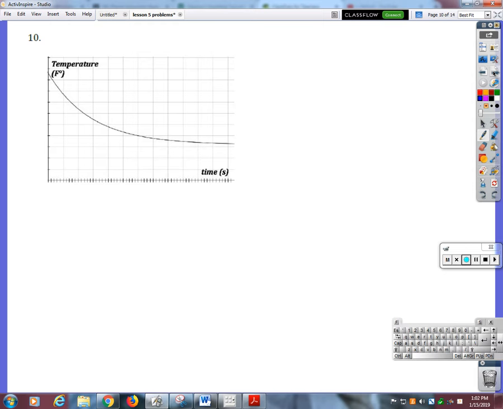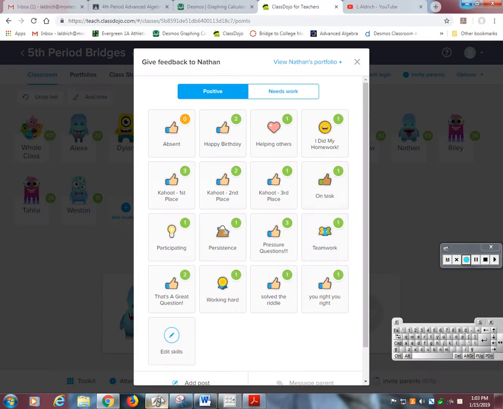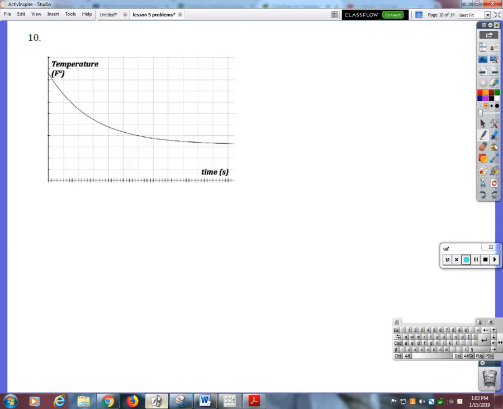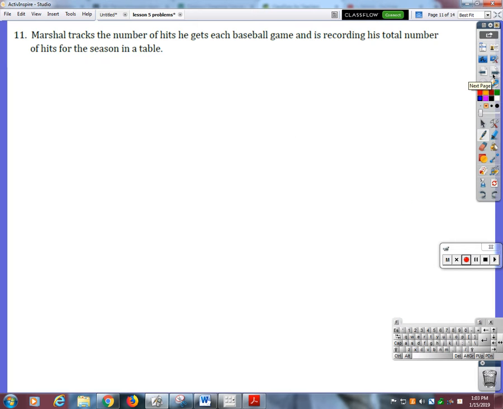All right, number 10, discrete or continuous? Continuous? Weston? Okay. There is a mathematical way. Right. Not dots. Throw that out there.